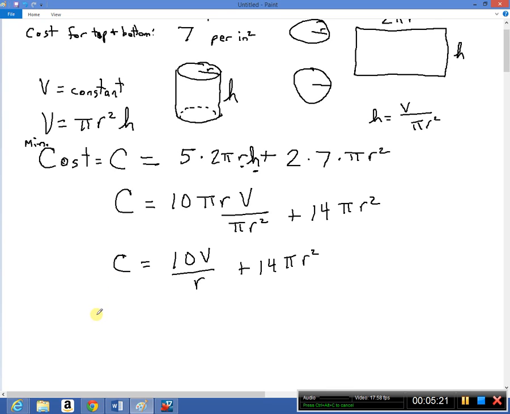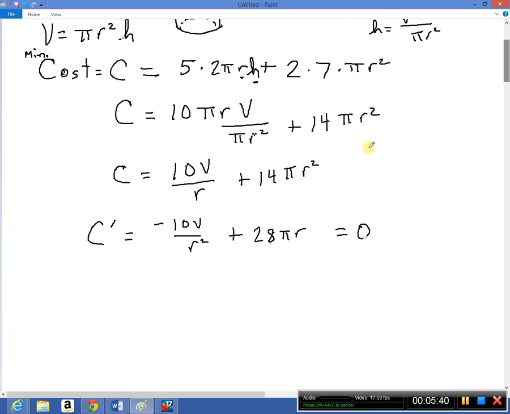But in any case, let's see what we're going to get here for the derivative. If we calculate, I've done this before, this is going to be minus 10v over r squared, and the derivative here is 28 pi r, and that's the derivative. We set that equal to 0 and solve.